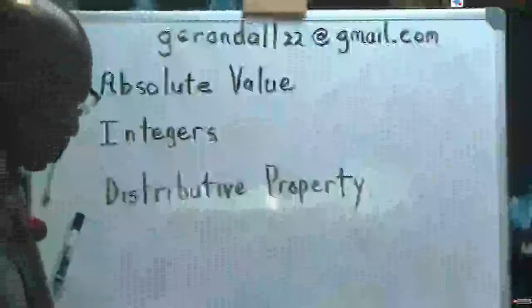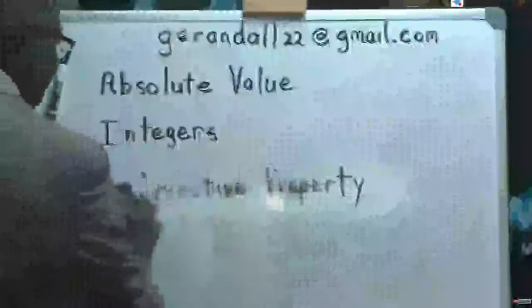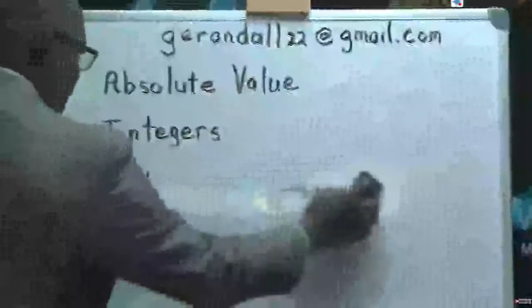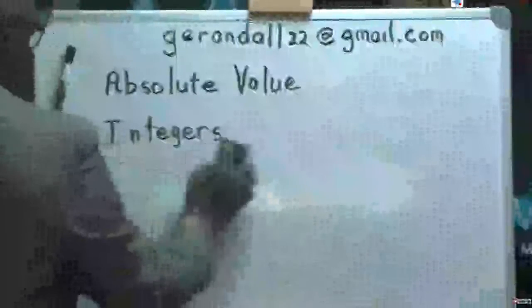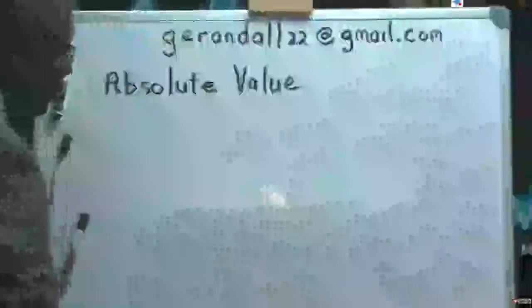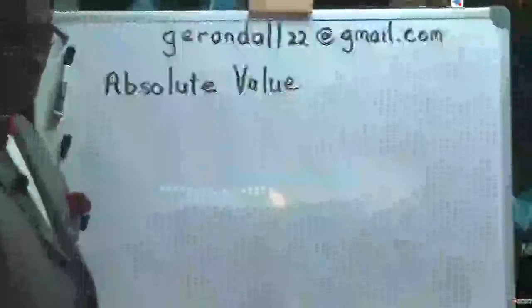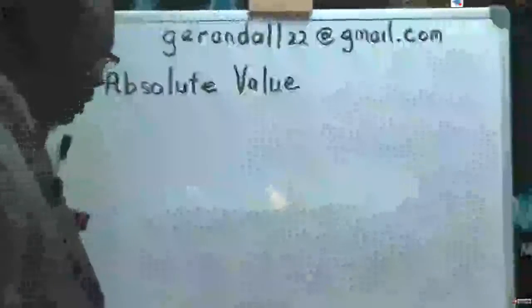Now, today, definitions. Absolute value. An absolute value is the number of units, or distance, on the number line, from zero. Now, what do I mean by that?